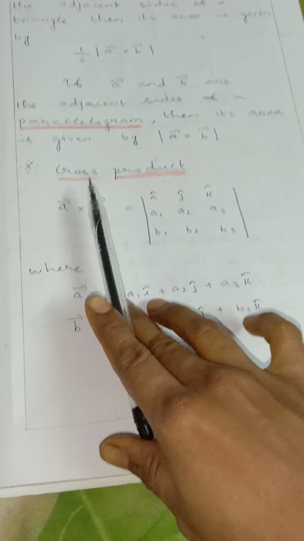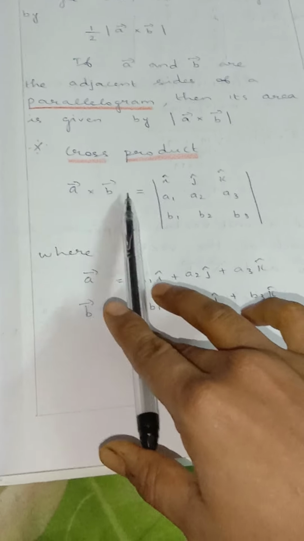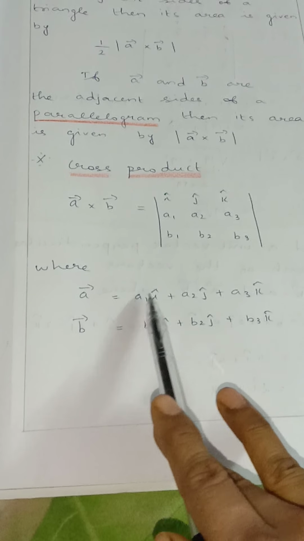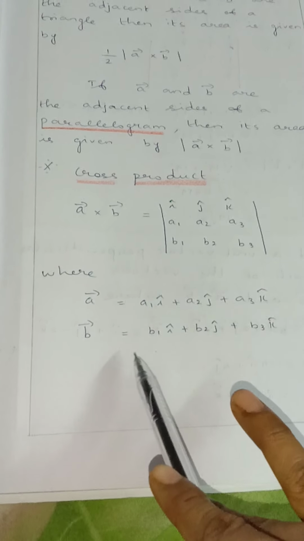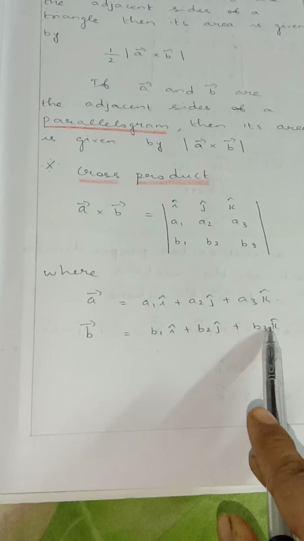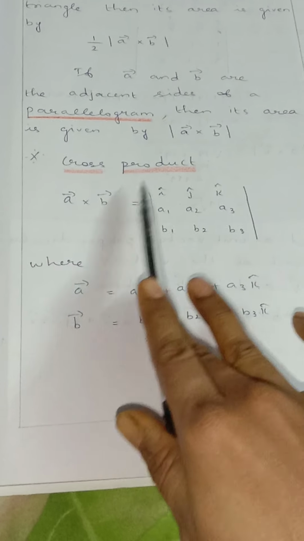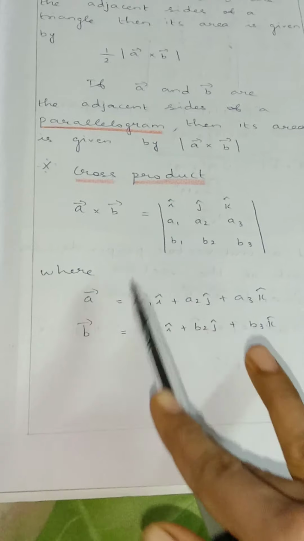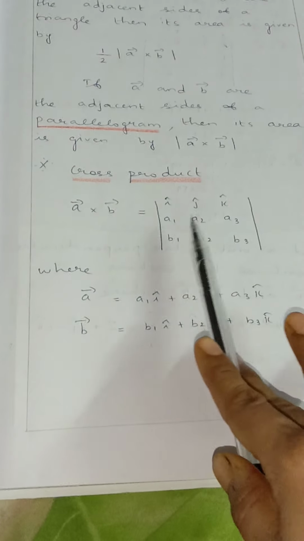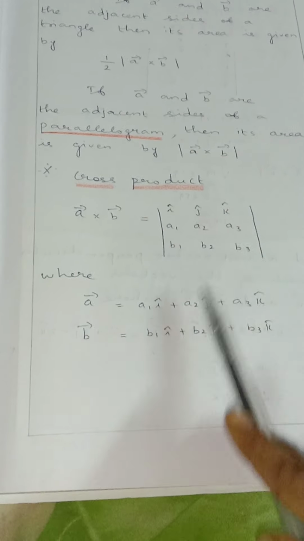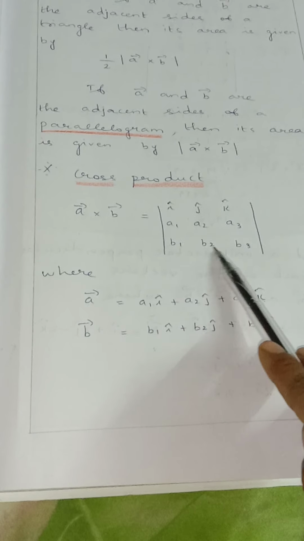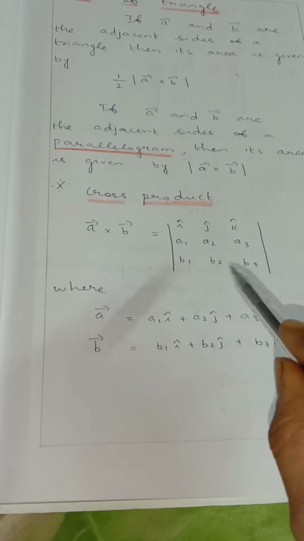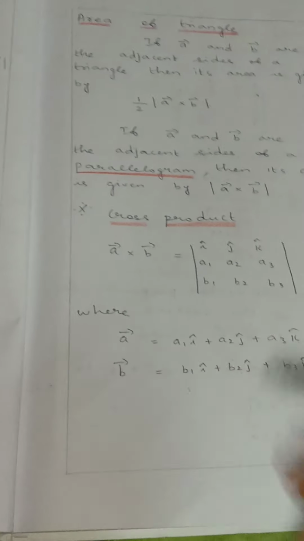The next one is how to find the cross product for two vectors. Suppose a equals a1 i, a2 j, a3 k and b equals b1 i, b2 j, b3 k. To find the cross product, first you should write i, j, k, then the coefficients of a: a1, a2, a3, then the coefficients of b: b1, b2, b3. This you should expand. The expansion we will see in the sum.